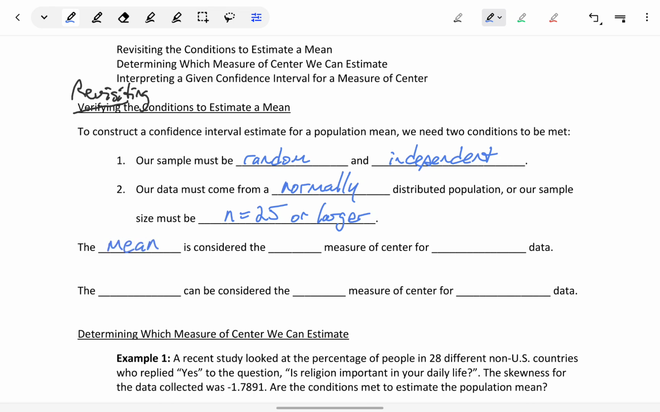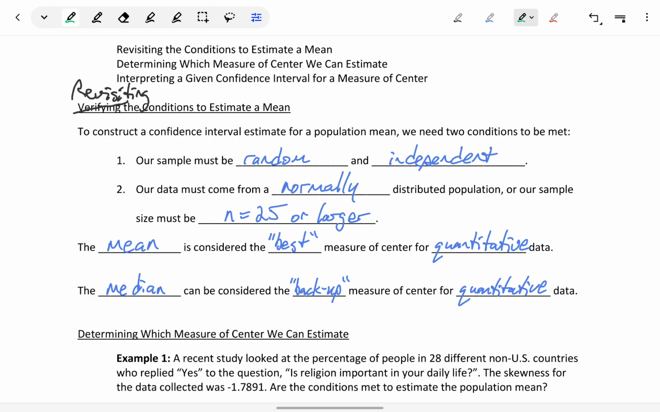As we talked about before, the mean is considered the "best" measure of center. Put that in quotes because that's not quite an exact statement, but that's the idea we want to keep in mind. It's the best measure of center for quantitative data. And then the median can be considered the backup measure of center for quantitative data.